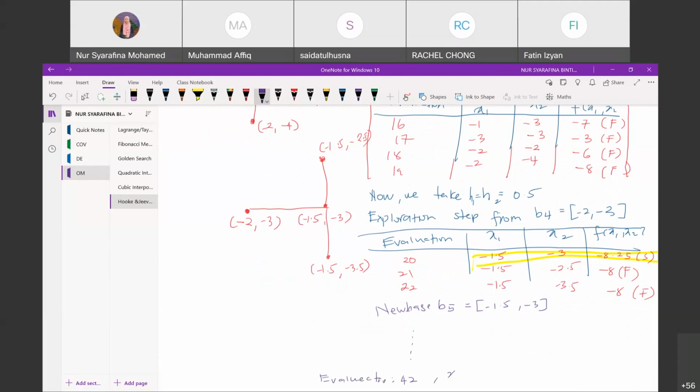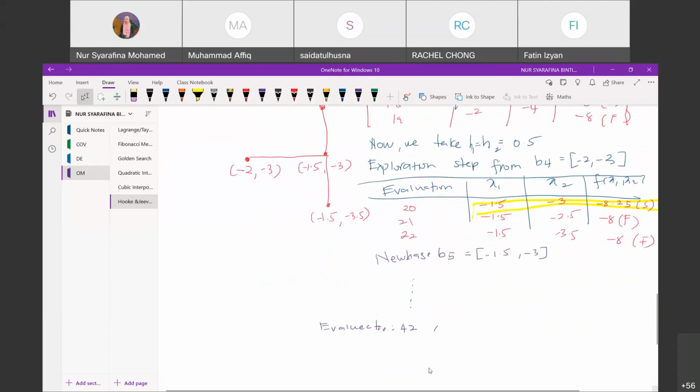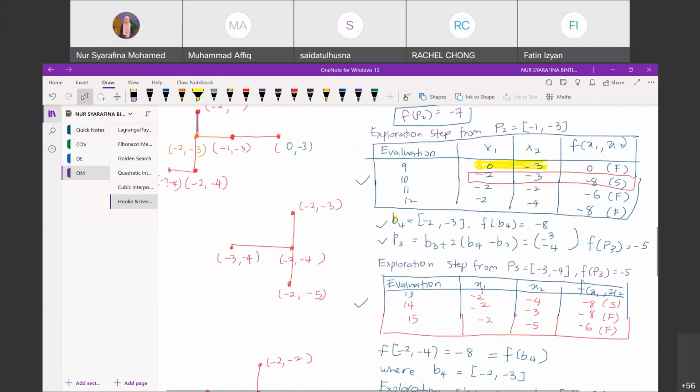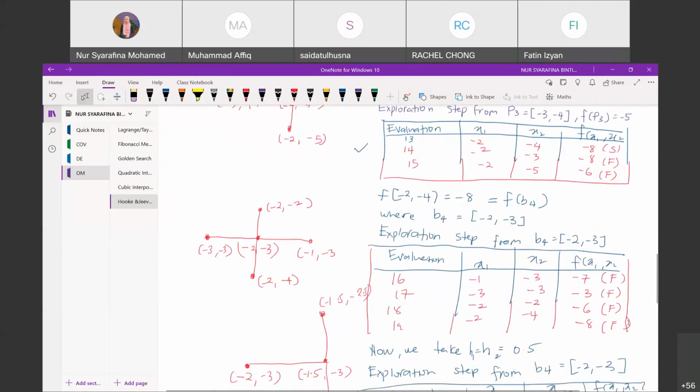Okay, X1, evaluation 42, and your conclusion is up to B6. Maybe you can try by your own, and don't worry, we can discuss this again in our next class. And the minimum value is -8.375. Okay, but these are the steps. Once you obtain the same value, then what should you do? All right, you obtain all failures, then what should you do?